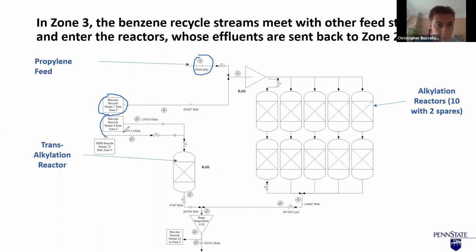Here, we have the other portion of our benzene recycle stream that meets with our DIPB recycle stream and enters our transalkylation reactor here. The outputs of both of these reactors meet here and then enter our purge. We have a purge ratio of about 10%, and this is used to remove any impurities that are difficult to remove elsewhere in the separation units, mainly cyclohexane, whose separation is very difficult.